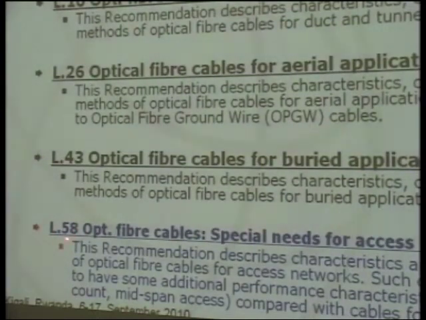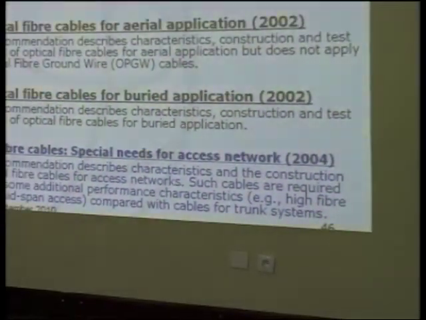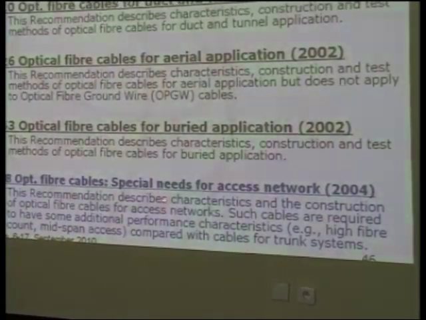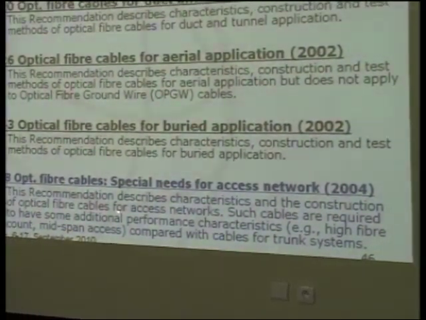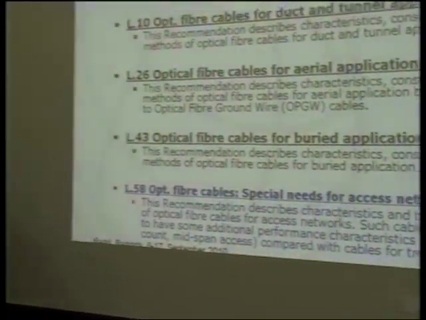And L.58 is a document showing special needs for access networks. It was created in 2004, and it gives characteristics and construction of optical fiber cables for access networks. It's added here that such cables are required to have some additional performance characteristics, e.g. high fiber count and mid-span access, compared to cables for trunk systems. We have seen those particular cables for in-building applications where you have mid-span access, and that is described in this document L.58.